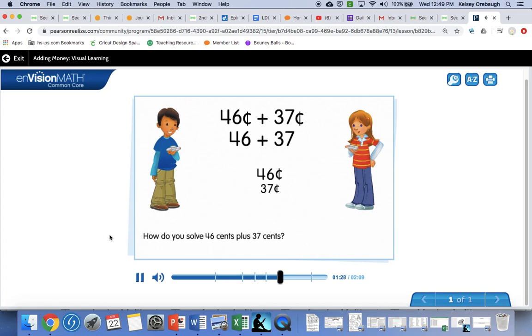How do you solve 46 cents plus 37 cents? Okay, think back to adding 2-digit numbers. What digit do we always start in when we are adding or subtracting? When we stack, we always start in the ones place. In the number 46, the 6 is in the ones place. In the number 37, the 7 is in the ones place. So we will start by adding 6 plus 7. What is 6 plus 7?